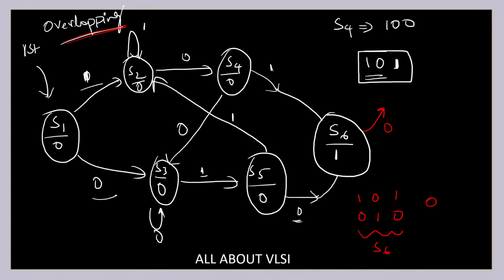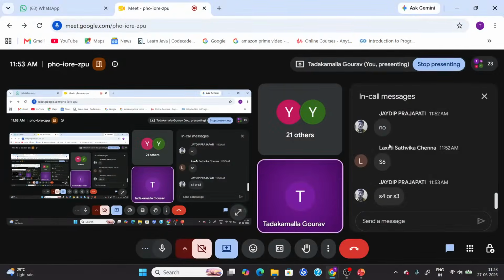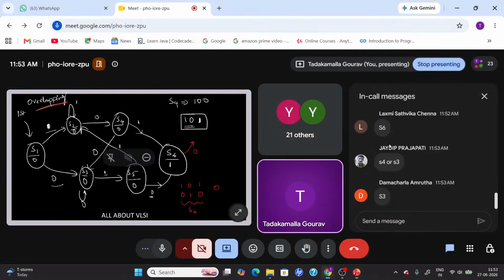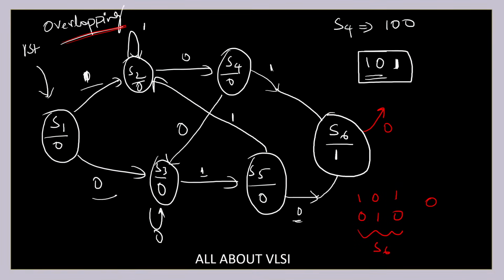It's overlapping, and in S6, both the sequences have been detected, 101 and 010. And if my input is equal to 0, what should be my next state? Is the question. S4 or S3? Okay. Let's see who can give the correct answer. S3. Okay. And please remember, it's an overlapping sequence.